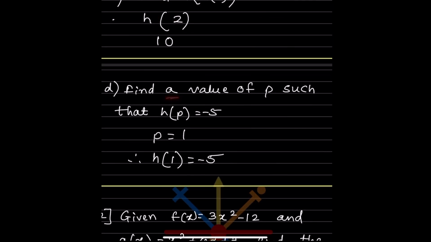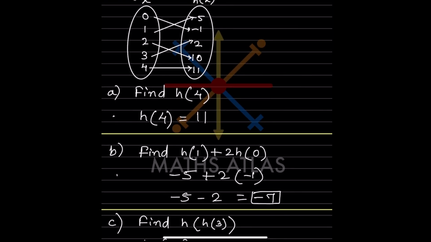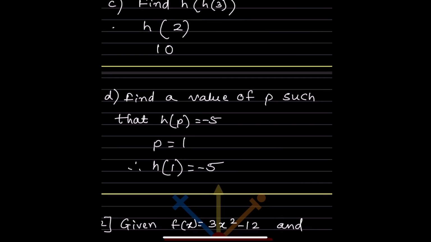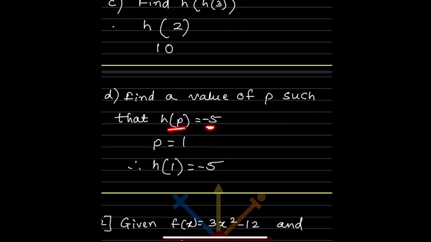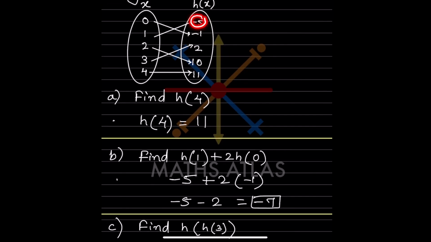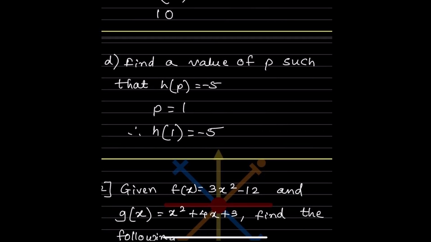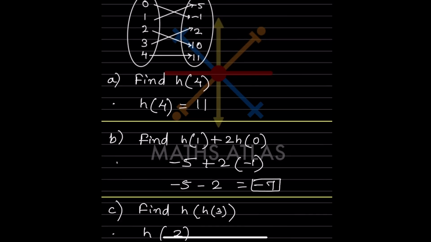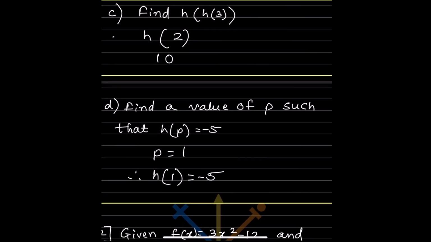Find a value of p such that h of p is minus 5. Now where can you see minus 5? You have to look for it. So h of p is minus 5, and minus 5 is here. Can you see here? So that is going to be 1. So p is 1. The value of x here is going to be 1. Hope you got this one. So you have to go in reverse: you look for minus 5 in the h of x column, and you see that is 1.